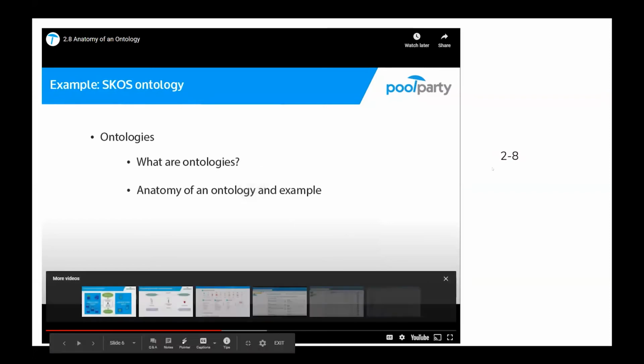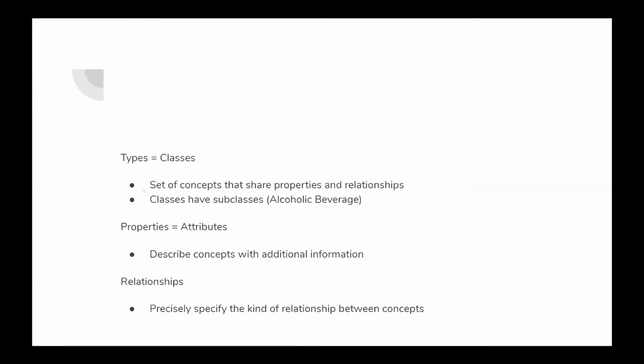Now we have heard what an ontology is and taken a look at a small example. Another example. Okay, so the ontologies is kind of confusing, to be honest.